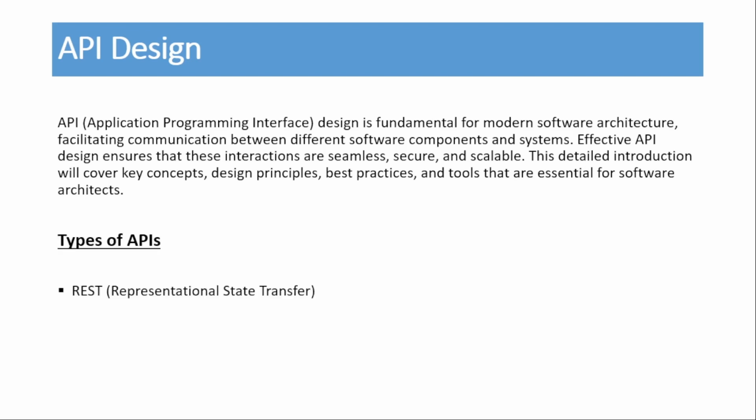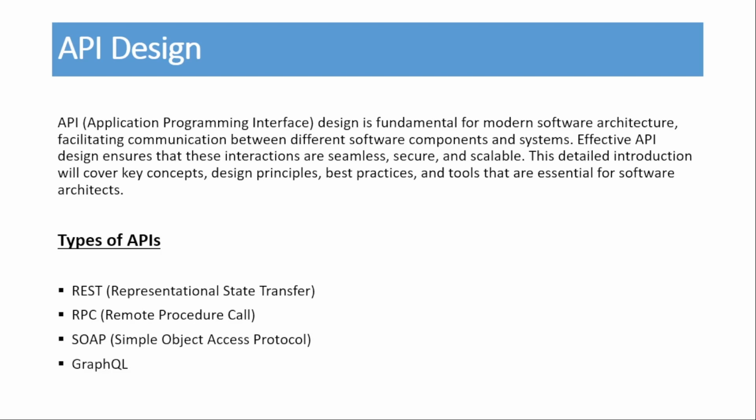Basically, there are four types of APIs: REST, Representational State Transfer; RPC, Remote Procedure Call; SOAP, Simple Object Access Protocol; and GraphQL. So in this video, we will discuss the first two, that is REST and RPC.